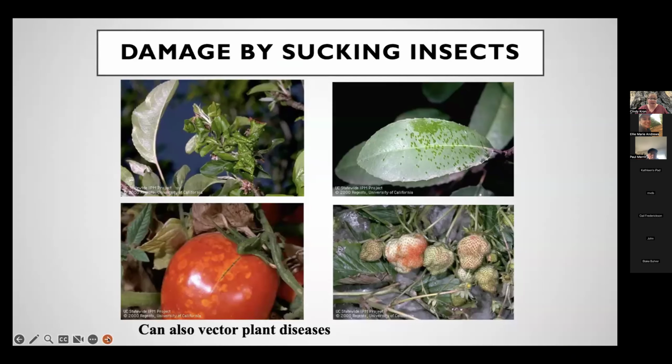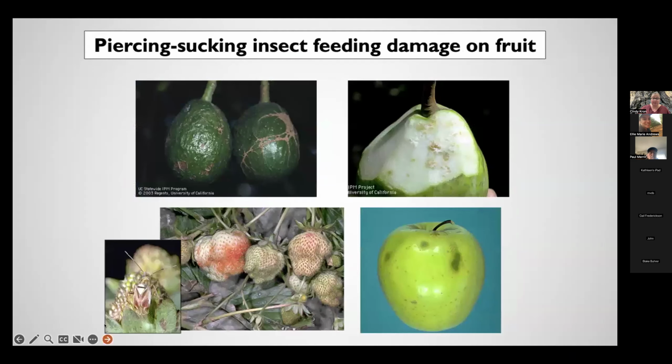Damage by sucking insects continued. Sometimes it'll make leaves curl like this, or fruit become misshapen. In strawberries, it's an issue with lygus bugs, which will make the fruit misshapen once they feed on the fruit, or discoloration here in tomatoes. And these piercing-sucking mouthpart insects can sometimes, depending on the species, vector plant diseases. So that's something to also keep in mind.